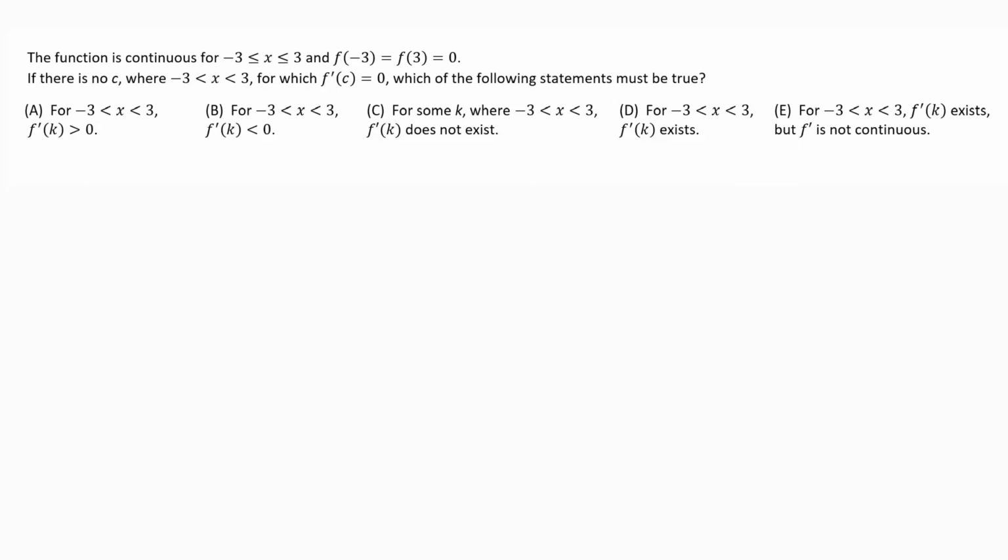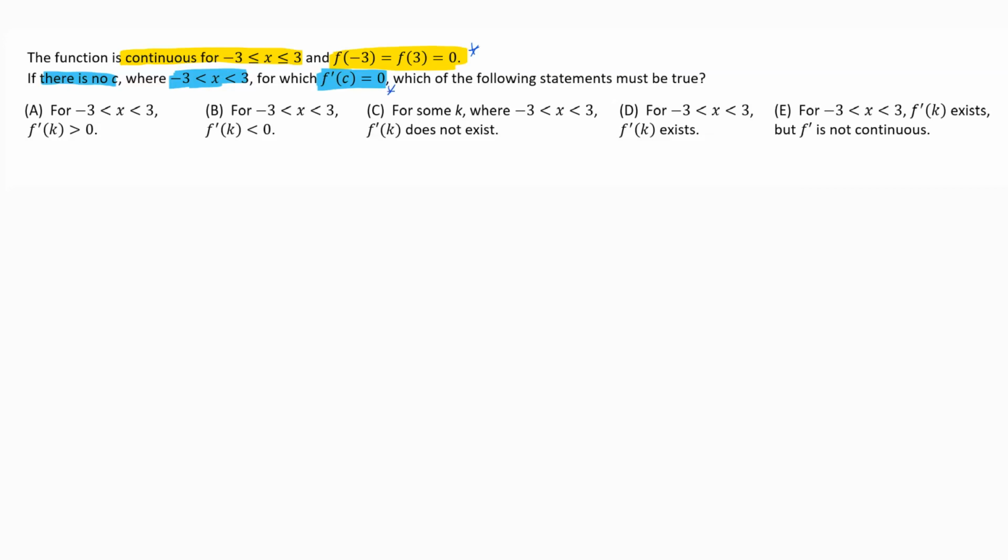First off, we're being told that this function is continuous on a given interval here. And then we're being told some values of the original function. We're being told at those endpoints of that interval that both of those endpoints are equaling 0. Then they start telling us something which is strange. They say there is no value of c inside that interval such that our derivative is equal to 0.